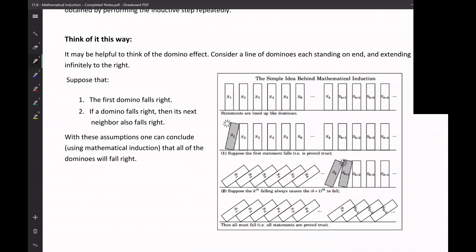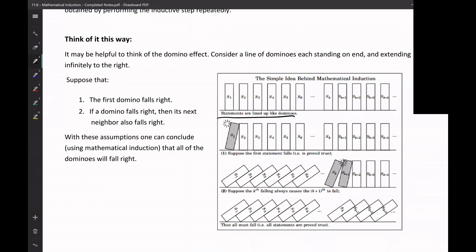Over and over again. That's your assumption: if one of them falls over, the next one falls over. With these assumptions, one can conclude, using mathematical induction, that all the dominoes will fall. So if you see here, it says the statements are lined up like dominoes.